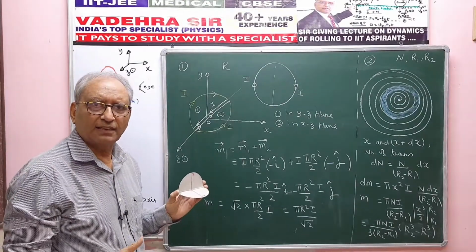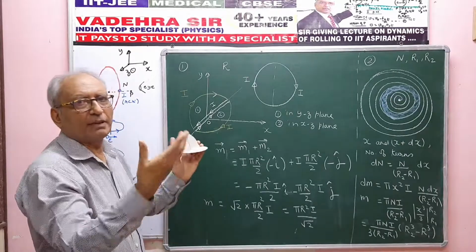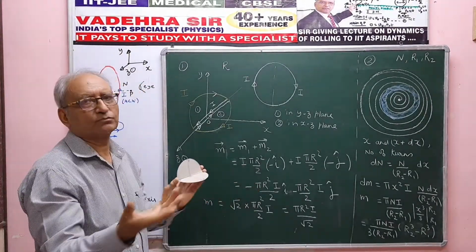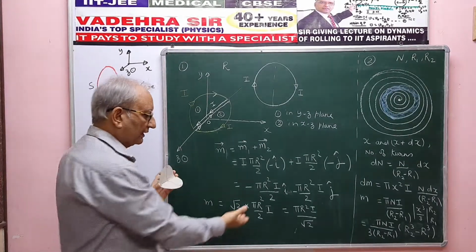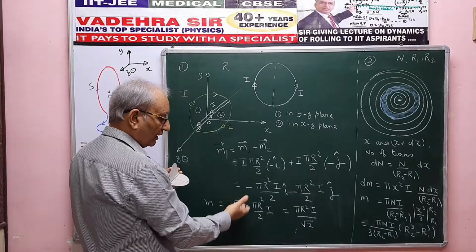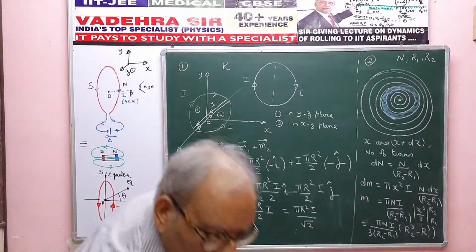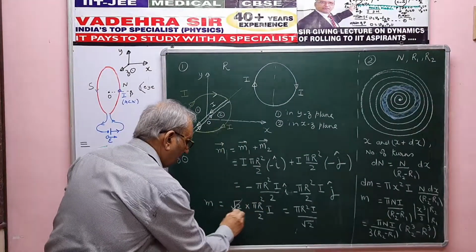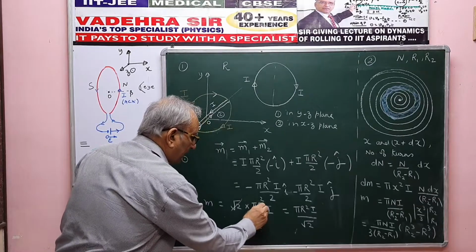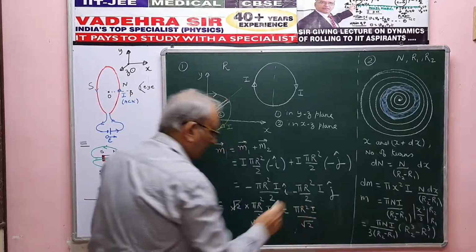So what is the magnitude of the magnetic moment of these two, the sum total, the vector sum magnitude? This will be root 2 times the magnetic moment of one of them, that is pi r square by 2 into I. So M is root 2 times pi r square by 2 I. If I want to break this root 2, the answer would be pi r square by root 2 into I, pi r square by root 2 into I.